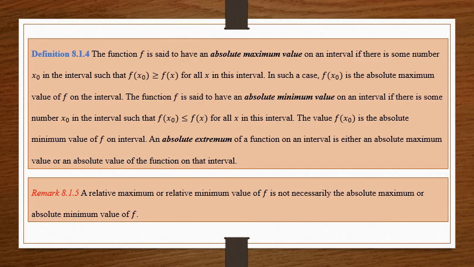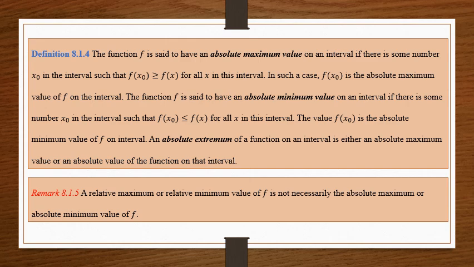The function f is said to have an absolute maximum value on an interval if there is some number x sub o in the interval such that f of x sub o is greater than f of x for all x in this interval. So in such a case, f of x sub o is the absolute maximum value of f on the interval.